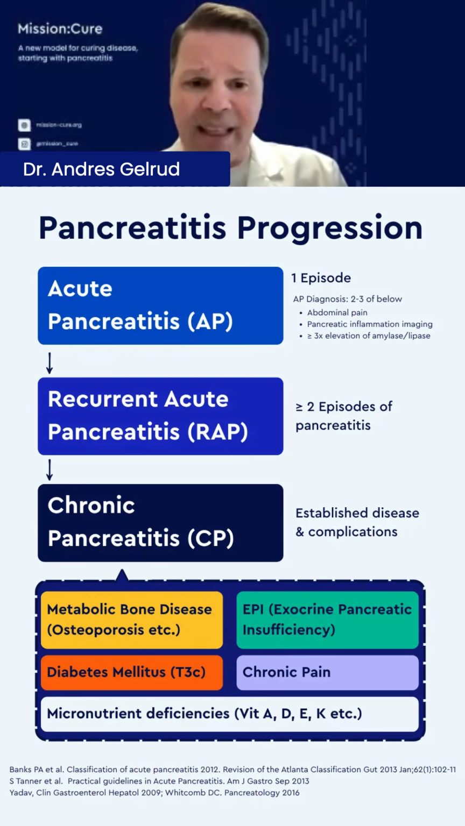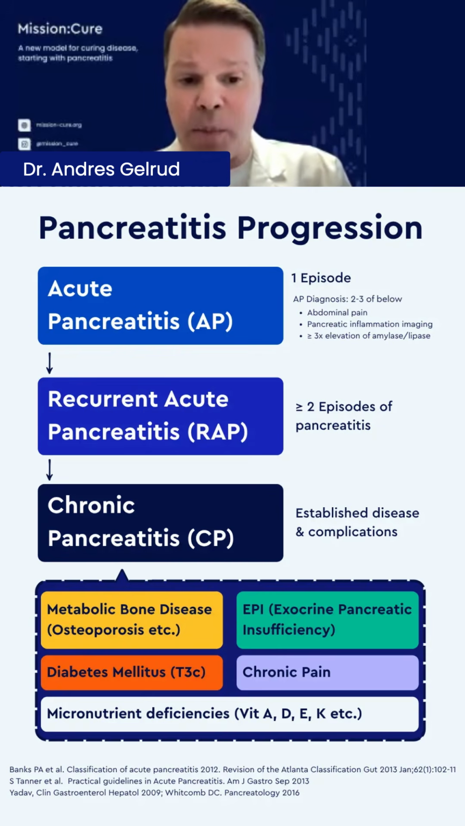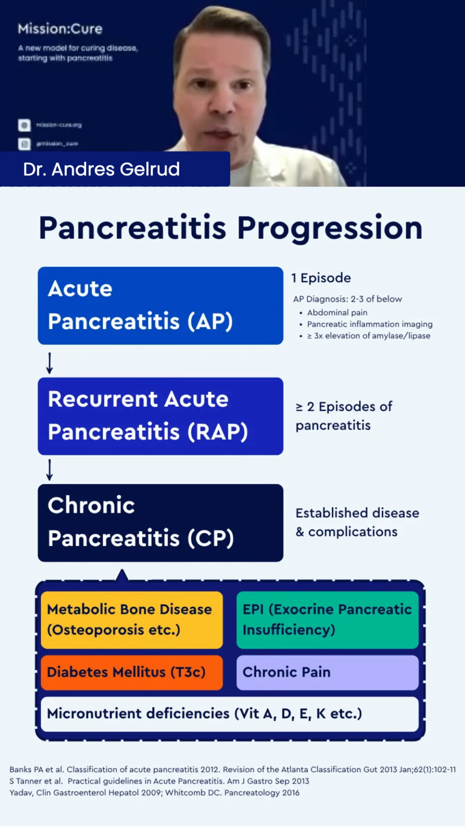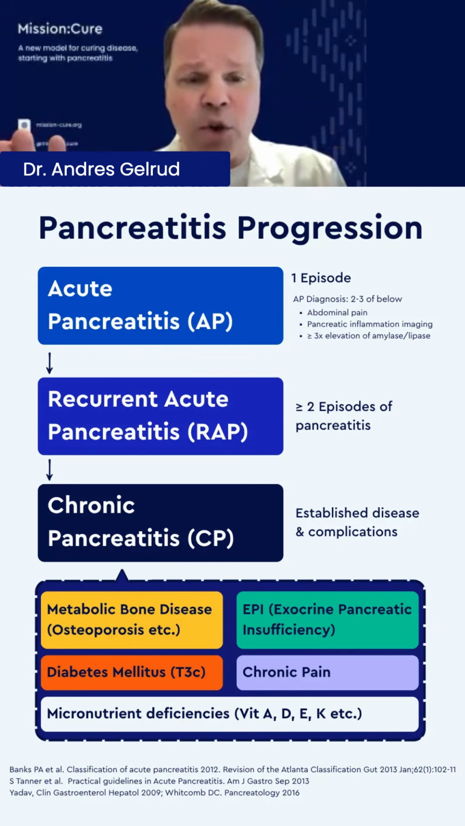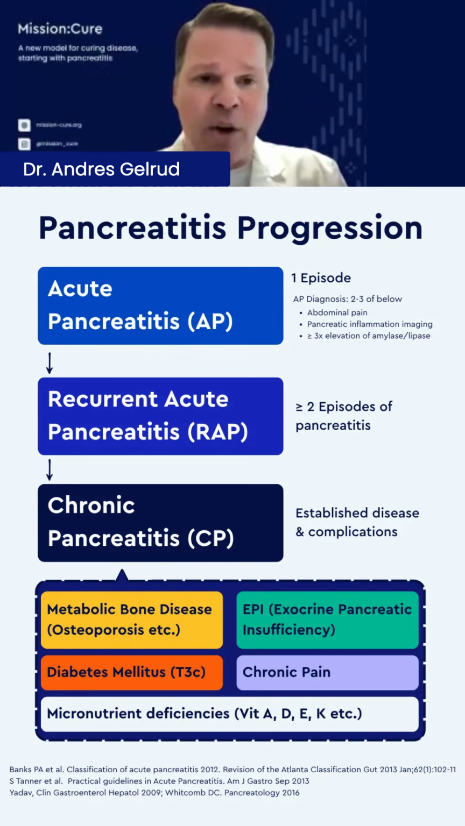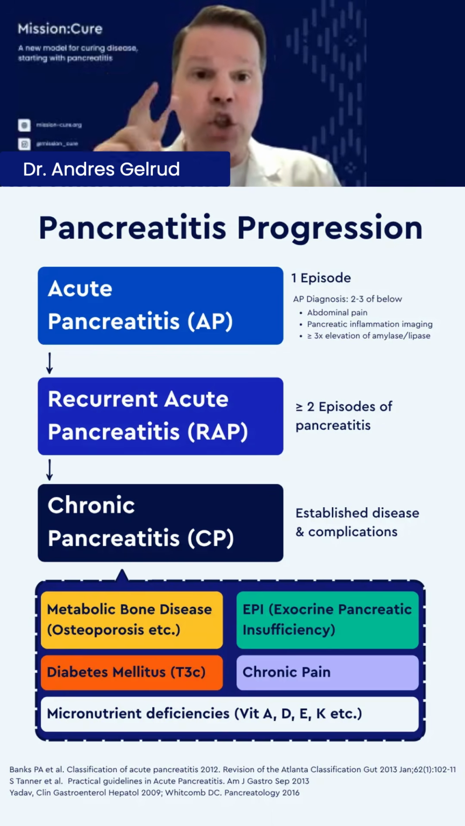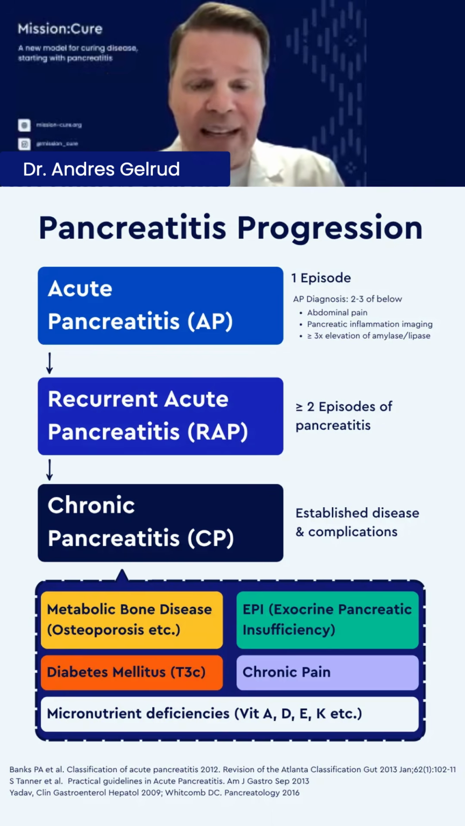And then in order to make the diagnosis, it's a typical pain that we just spoke about, images showing that there's inflammation in the pancreas, and elevation of the pancreatic enzymes, amylase and/or lipase, 3 times the upper limit of normal. 2 of the 3 makes a diagnosis of acute pancreatitis. So you have a patient with acute pancreatitis, the symptoms completely resolve, they go back to normal, and then they develop another episode of pancreatitis. 2 or more episodes of pancreatitis is considered to be recurrent acute.